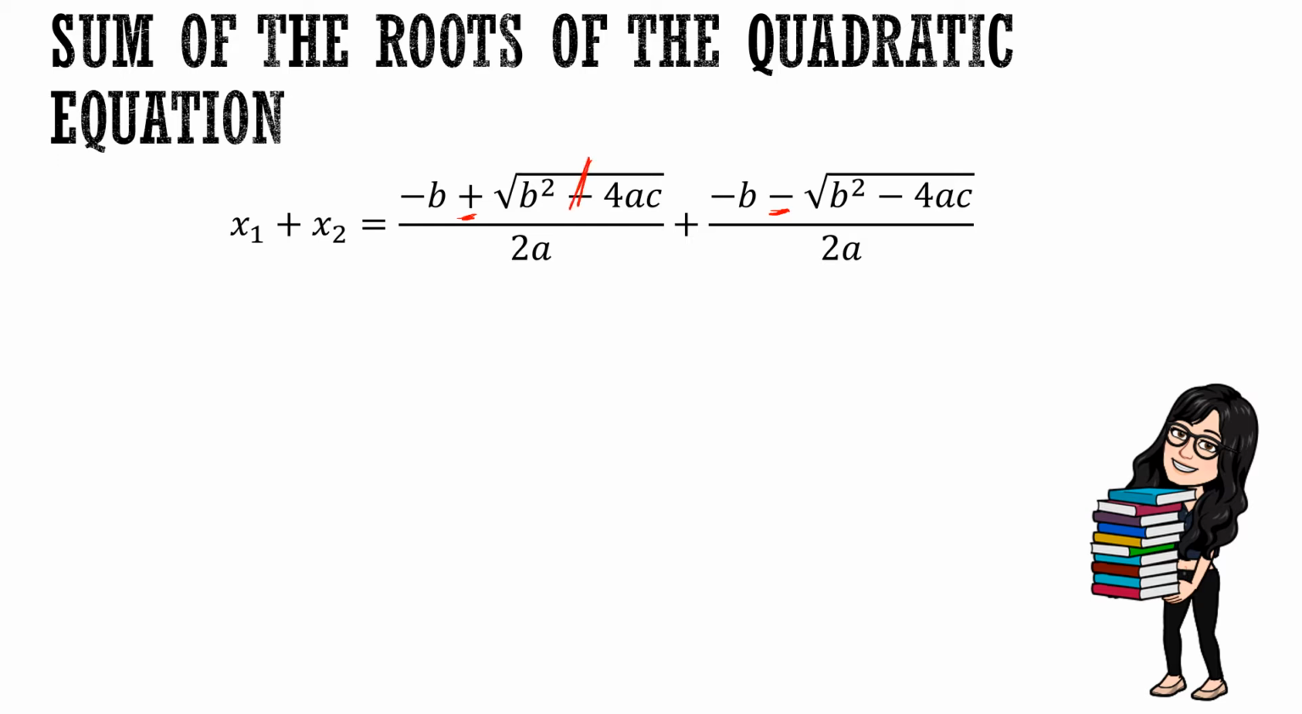Therefore, this term will be cancelled out. What is left is negative b and negative b. That's why, adding the two given terms, we have negative 2b all over 2a. Simplifying, cancel 2 in the numerator and denominator. Therefore, the sum of the roots of a quadratic equation will be negative b over a.